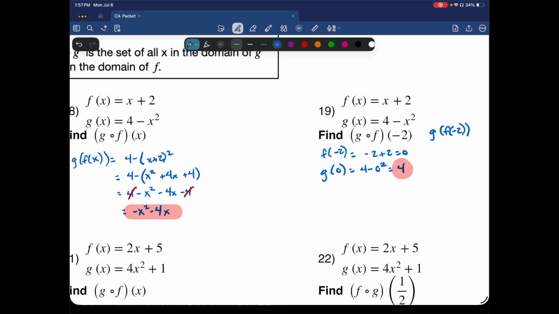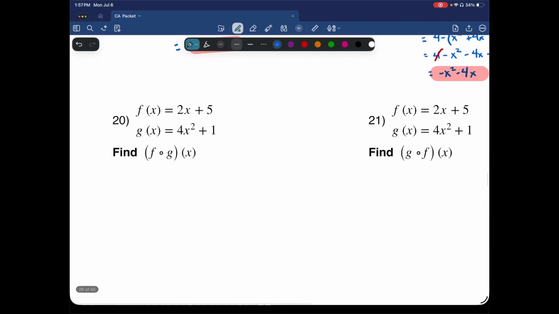Okay. 20. Let's see. f of g of x. We got taking g and plugging it into f. So we got 2 times parentheses 4x squared plus 1, close parentheses, plus 5. Distribute the 2, clean it up. You got 8x squared plus 2 plus 5. So this is going to be 8x squared plus 7.